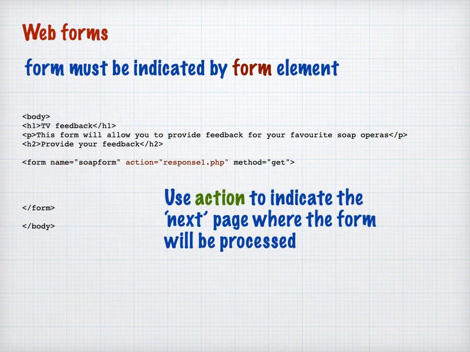Next up we have this thing which is called action. What action does is it indicates the name of the page that will actually process the form results. So we will move away from this page to a subsequent page. We will travel to a page which will actually handle the data that's been entered into the form. And in this instance, the name of the page that we will travel to is going to be response1.php. And obviously the extension there indicates that that will be a PHP file.